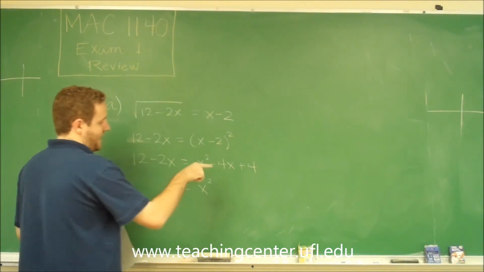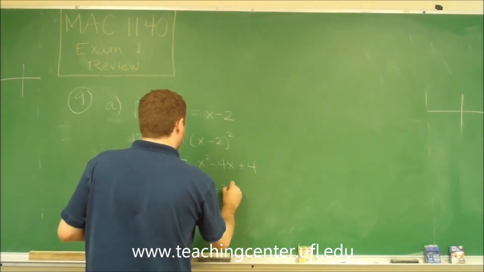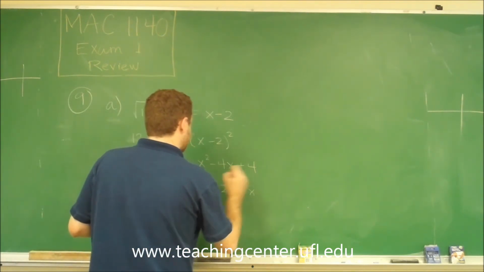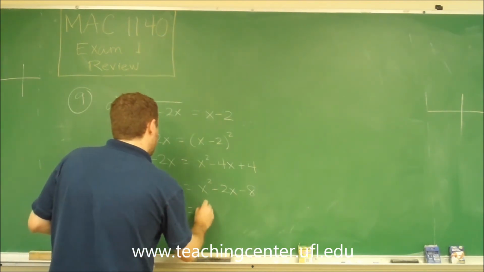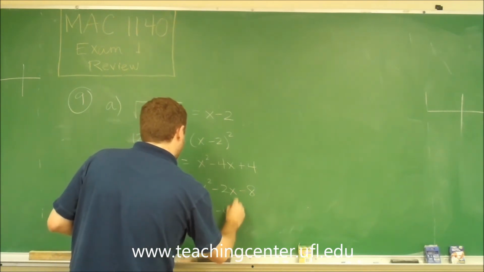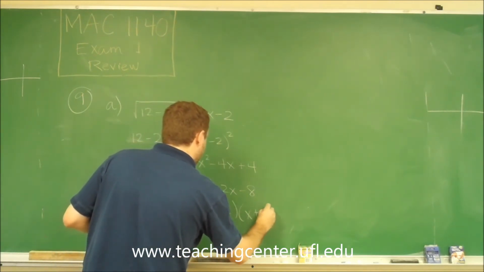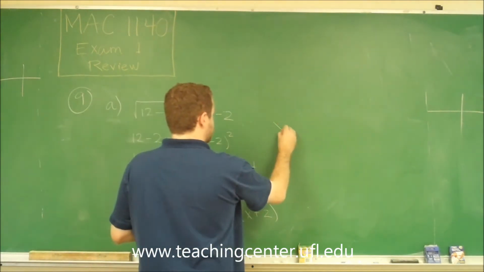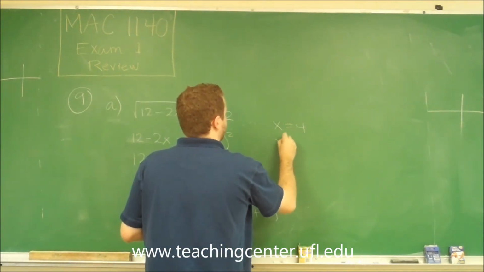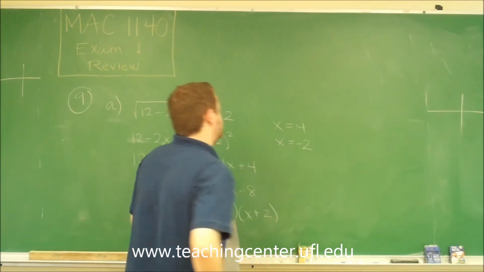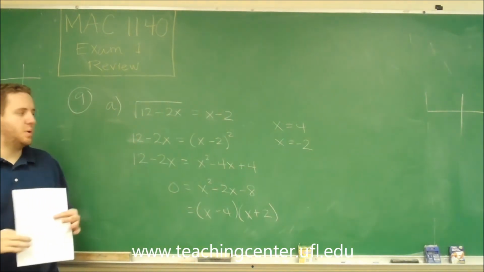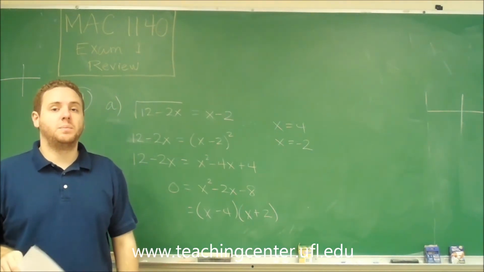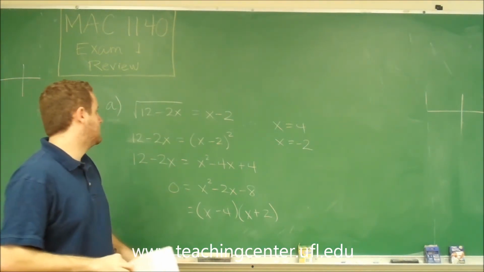So we would need to add 2x over to get minus 2x. Subtract 12 over to get minus 8. And this would factor into x minus 4, x plus 2. So we get our two answers to be 4 and negative 2. So you got to be careful in these equations where you have square roots in them, is that you always have to check your answers. It's very possible that they wouldn't have worked.